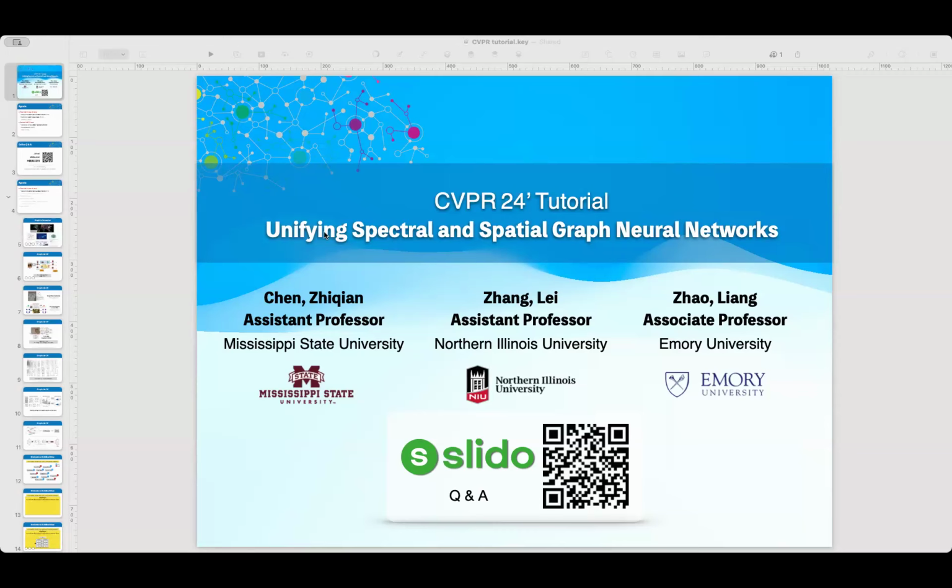So next is a case study of DeepWalk. I think it's a very efficient work in graph neural networks, but it is a proposal from the spatial domain, not from the spectral domain. So let's see how we can interpret a spatial domain graph neural network in the spectral domain. So this time we're doing it in reverse.